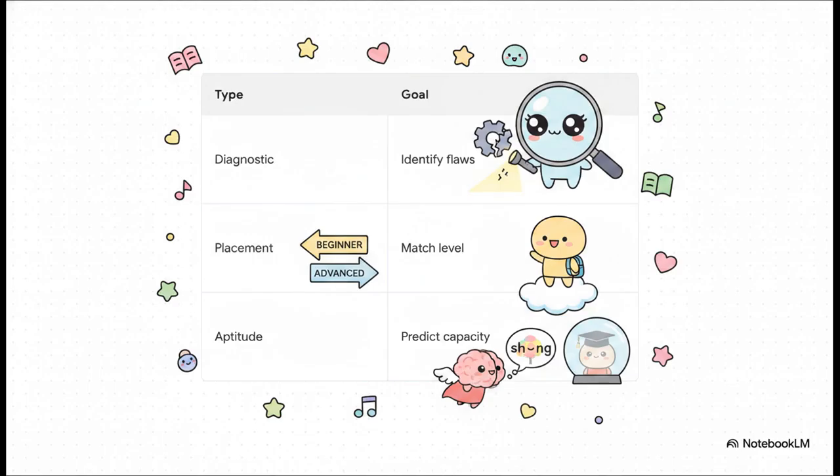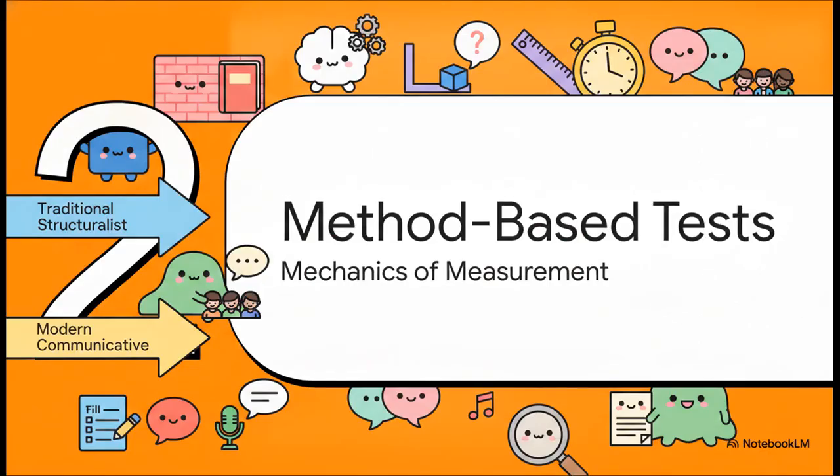And aptitude tests? These are entirely predictive. They look at underlying cognitive abilities, like phonetic coding, to actually guess how well you might learn a new language in the future. Though, a quick aside, keep in mind that a student's motivation often predicts success just as strongly as raw aptitude. Moving right along to category number 2, method-based tests.